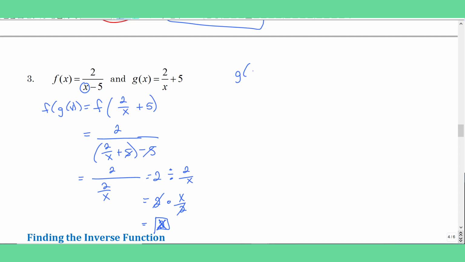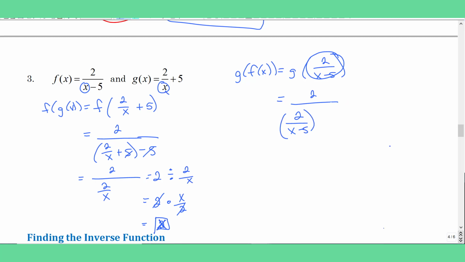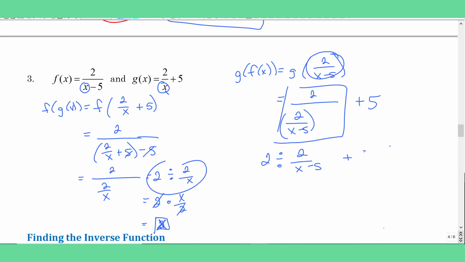Okay, let's go the other way around. g of f of x. So let's see. f of x is 2 divided by x minus 5. So we have 2 divided by this stuff, 2 over x minus 5. That's in place of my x. And then plus 5 is separate. I drew that line too long. This part right here, we're going to do the same thing we did here. This is 2 divided by 2 over x minus 5. So we're going to say 2 multiplied by x minus 5 over 2.